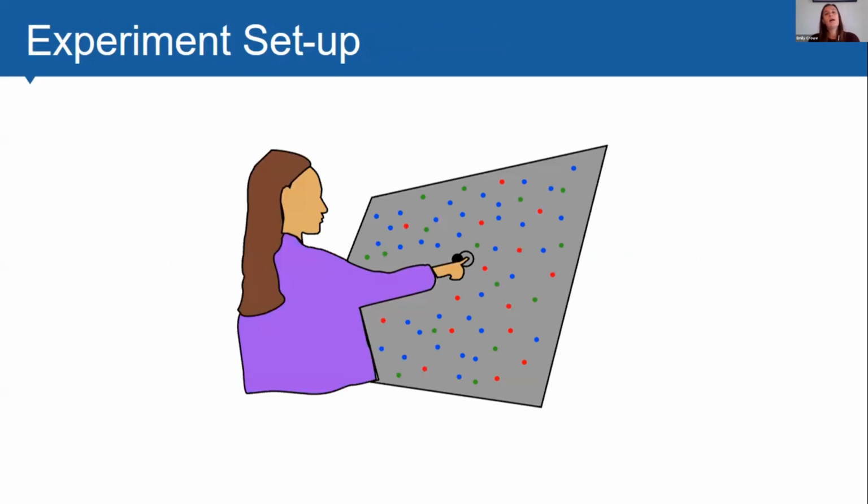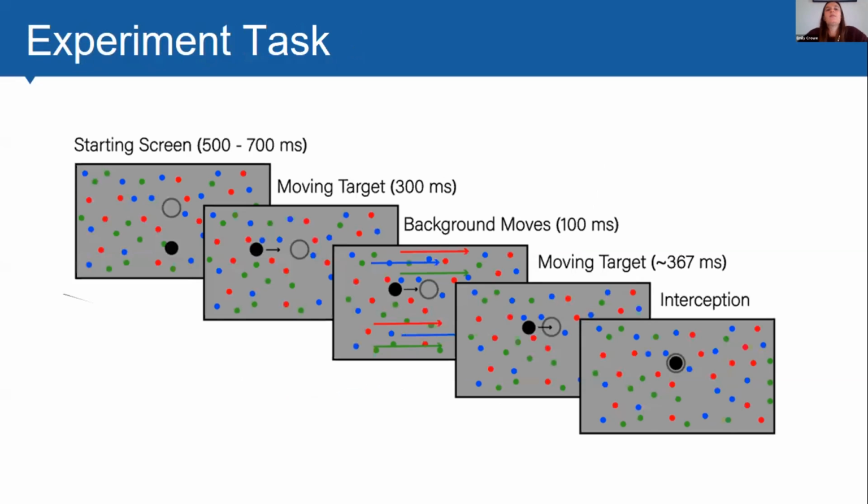The first experiments I will talk about were completed by participants standing in front of a very large screen, and they performed an interceptive action using the index finger of their dominant hand. They were free to move however felt most comfortable, and we tracked the position of the finger throughout the entire trial. This is what the experiment task looked like, and this did vary slightly across the experiments I will present.